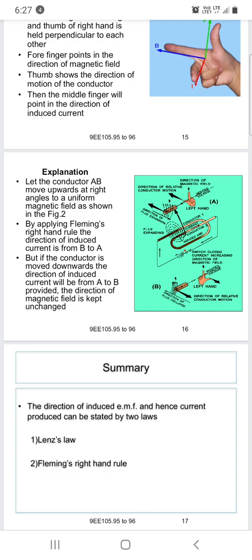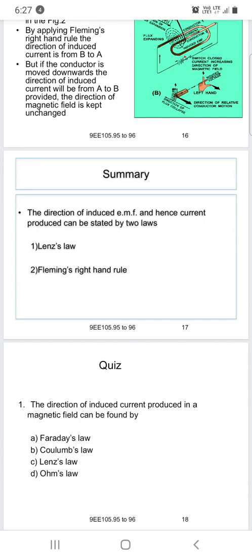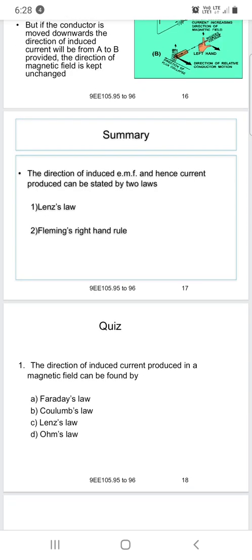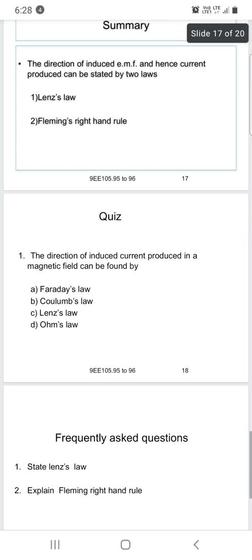Then the induced current will flow in the conductor or coil. In this class we have to discuss the direction of induced EMF, and hence the current that is produced can be stated by two laws. The first law is Lenz's law, and the second law is Fleming's right hand rule. This topic we will discuss in this period.